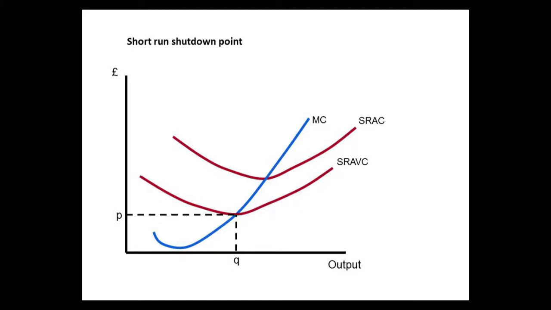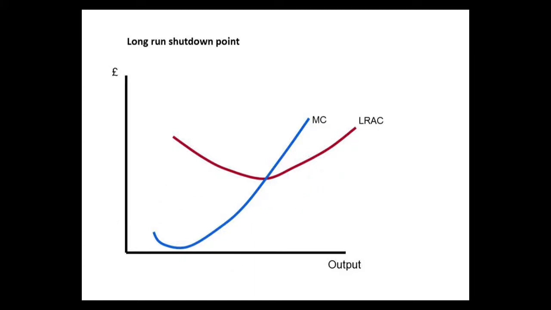However, in the long run, a firm only wants to stay in the market if it can make at least normal profit. Anything below normal profit is a loss, and no firm wants to make a loss in the long run. Therefore, in the long run, the shutdown point is price P.